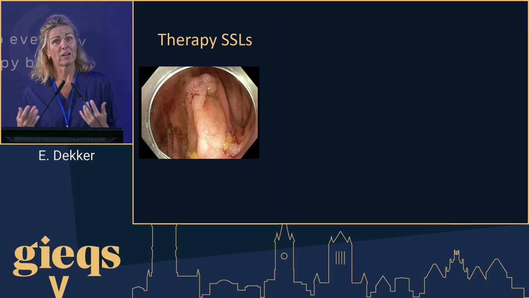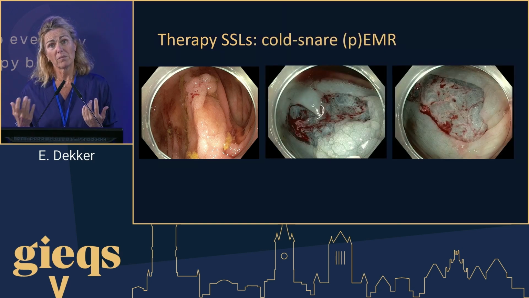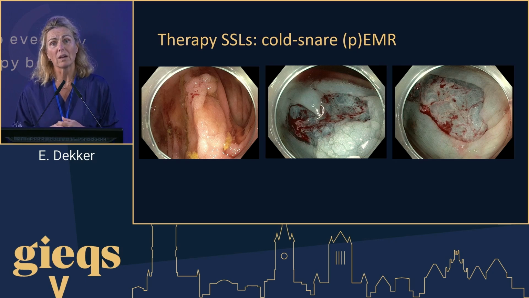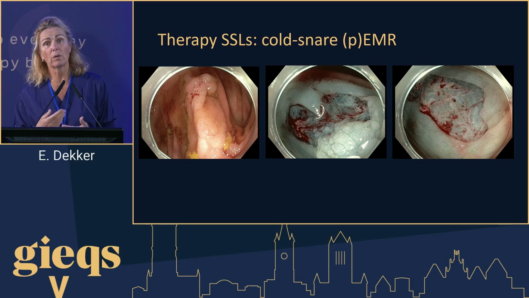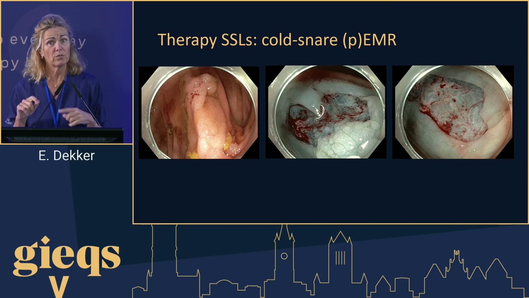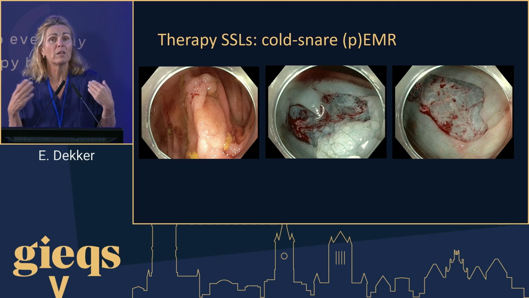The regular therapy for SSLs at the moment is cold snaring, maybe if needed, piecemeal EMR. I think it's a great technique: it's easy, it's quick, and especially the submucosal dye that you can do with colloid or with saline helps you very nicely to delineate the lesion, and you can have nice, clear, sharp edges.